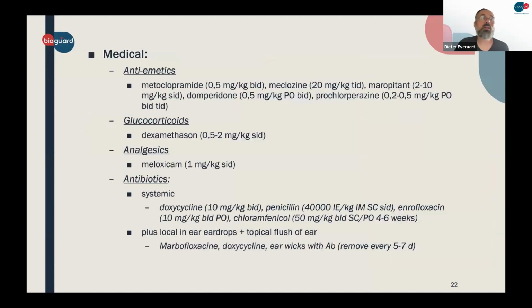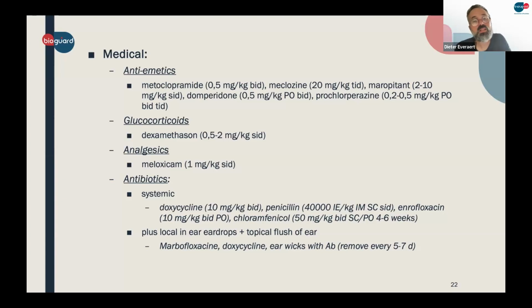So then the medical treatment: antiemetics, metoclopramide, we use quite often meclizine and maropitant. Domperidone is written too, but honestly, we don't use it. Prochlorperazine, that's also from the literature I got, because I've never used it. Glucocorticoids, you can use dexamethasone, but honestly, we only do it when they have really central disease. When it's otitis, most of the time, just meloxicam is enough.